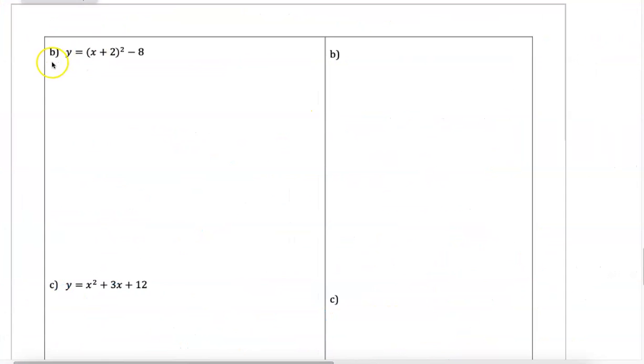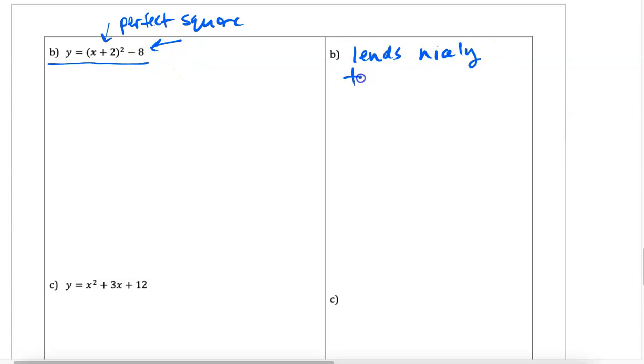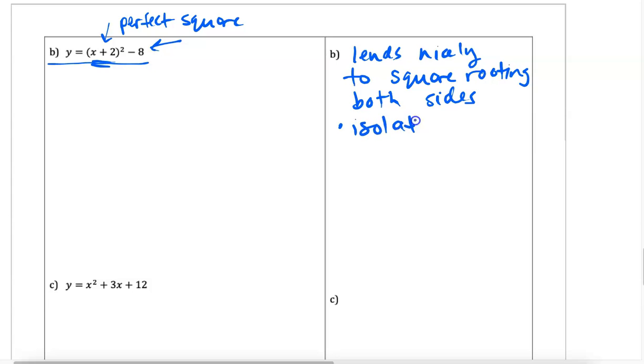Okay, so here is another way that you might see quadratic equations expressed. This one has a perfect square embedded in it, and then just something else being added or subtracted. So this lends itself nicely to completing the square, or to square rooting both sides, I should say. The square is already completed, right? It already has the perfect square right there. All you would need to do would be to isolate the square so that you could square root both sides.